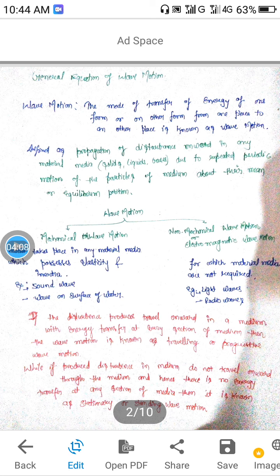Like sound waves, like waves on the surface of water. When you throw a stone on a pond, the wave generated on the surface of water is a mechanical wave. Okay, so what is a non-mechanical wave? Let's see. A non-mechanical wave is a wave which does not need a medium to propagate from one place to another. It is simply known as an electromagnetic wave, for example, a light wave.